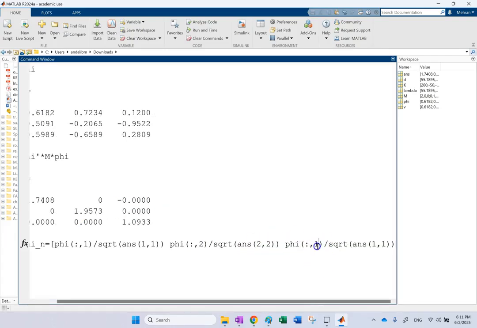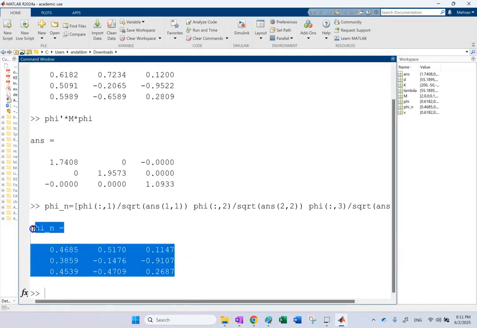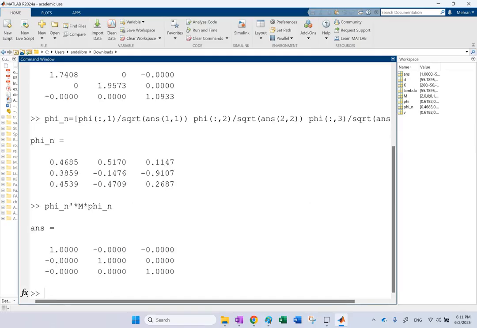And finally, I divide column 3 by the square root of element 3, 3. And this guy is going to be my mass-normalized mode shapes. So these three, if you look at them with the original one, these are mass-normalized. Now you might say, if I calculate this right now, would that give me identity matrix? Well, let's take a look.